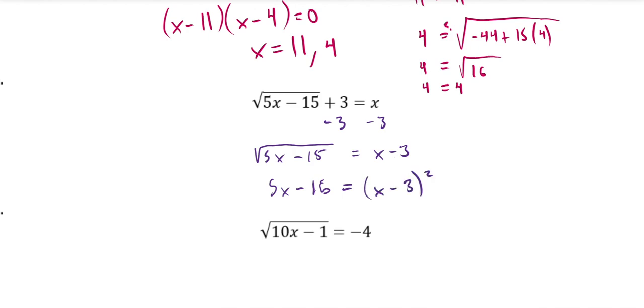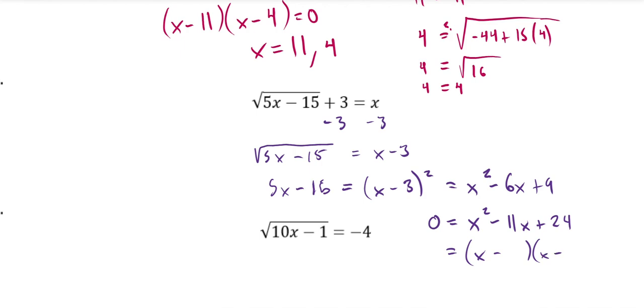We need to expand this and collect like terms. So let's just either use the perfect square formula, or you can write it out and FOIL. But this will give us x squared minus 6x plus 9 is equal to 5x minus 15. And bringing my 5x over to the other side, we get x squared minus 11x. And bringing my 15, I get plus 24. Now factoring, this will give me a minus and another minus. And factors of 24 with a sum of 11 are going to be 8 and 3. And so this gives me solutions at x equals positive 8 and 3.